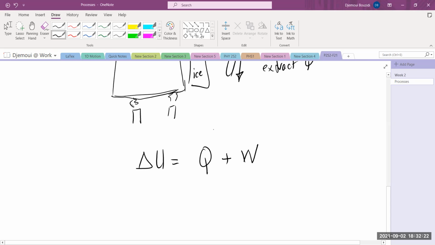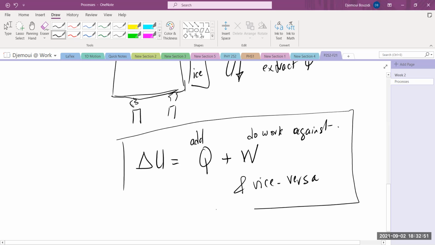That is basically what that is. So in general, you can do both. Add heat and do work against. That's it. Now you all of a sudden have an internal energy that increases, and vice versa. This is your first law.